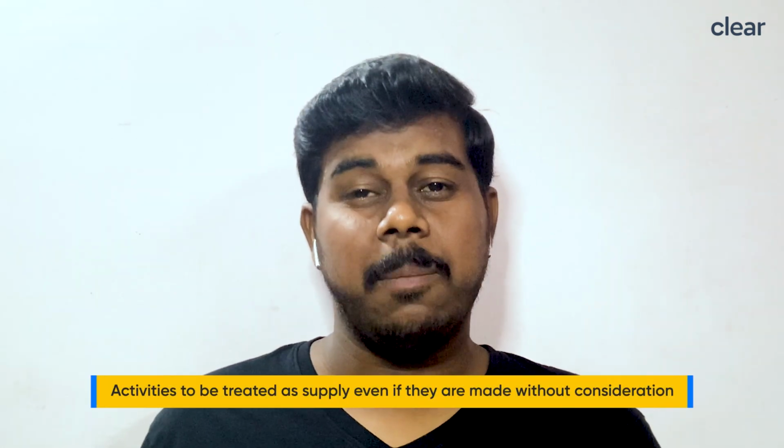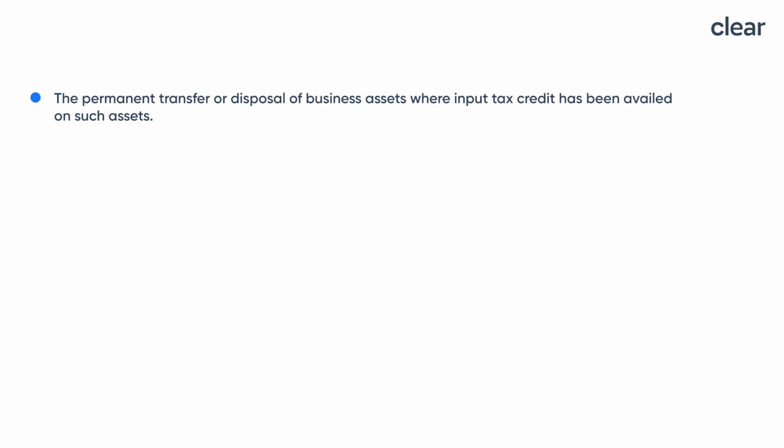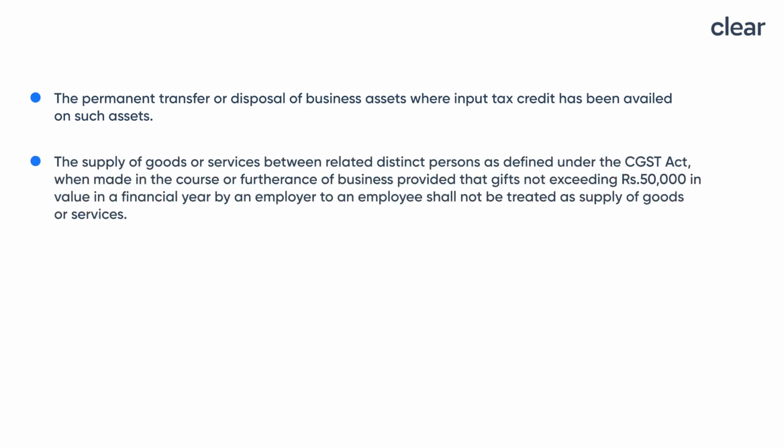Now, let's take a look at the scope of supply under GST and what comprises Schedule 1 and 2. Schedule 1 comprises the activities to be treated as supply even if they are made without consideration. Number 1. The permanent transfer or disposal of business assets where input tax credit has been availed on such assets. Number 2. The supply of goods or services between related or distinct persons as defined under the CGST Act when made in the course or furtherance of business, provided that gifts not exceeding 50,000 rupees in value in a financial year by an employer to an employee shall not be treated as supply of goods or services.